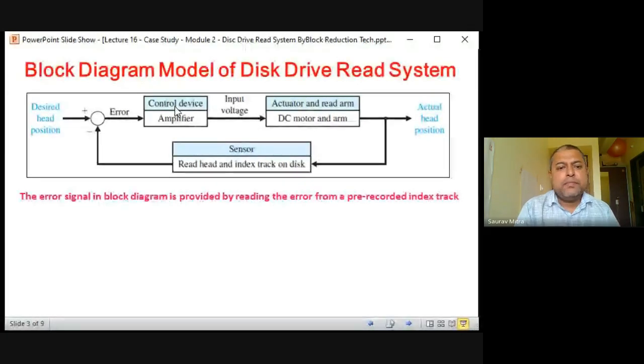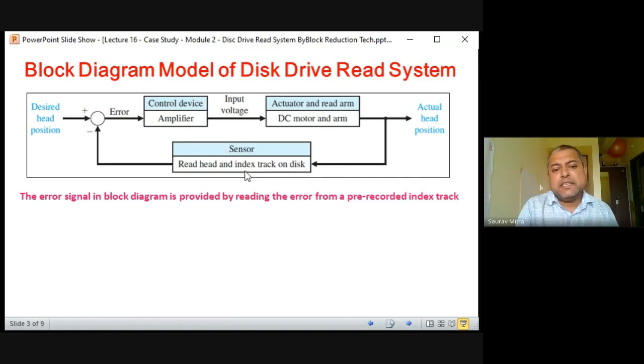There is a controller, and this controller is actually producing a signal to the process. So the process is nothing but the DC motor and the arm control. So the DC motor controls the rotation, and the arm controls the linear sliding kind of a thing. That is, the arm is coming left and right or front and back, because it has to place the head across all the tracks of the disc. That's why the arm has to slide.